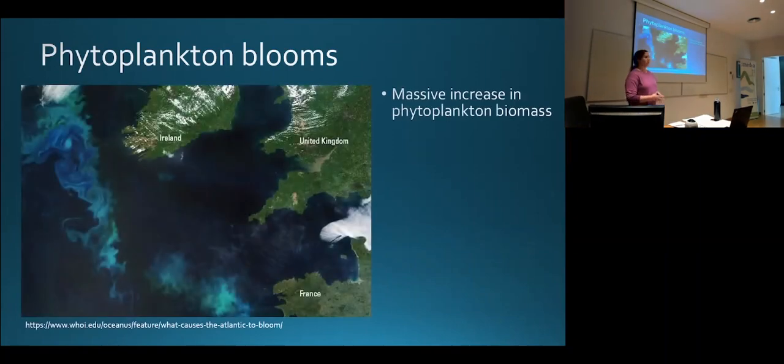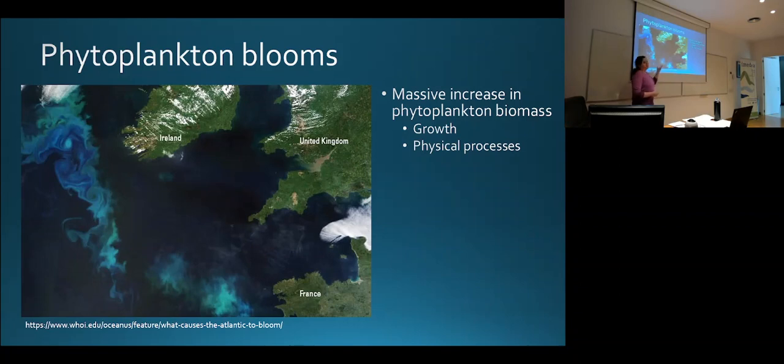Phytoplankton blooms are massive increases in phytoplankton biomass to the point where they can discolor the water. These are generally caused by two processes: either growth, where phytoplankton are able to grow massively and double about every other day, or physical processes where they are pushed to different regions.